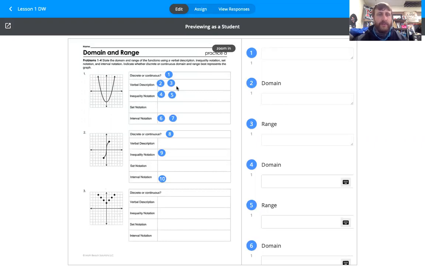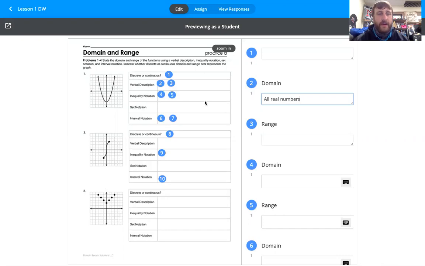Now, looking at 2 and 3, they want to know the verbal information. So again, when I'm looking at this graph, I'm looking for domain and range. I have to think direction. If I'm looking for the domain, I'm looking at whether the graph is traveling in the left direction and in the right direction. I notice that this graph is traveling left and traveling right with arrows, so I know my domain for verbal would be all real numbers.